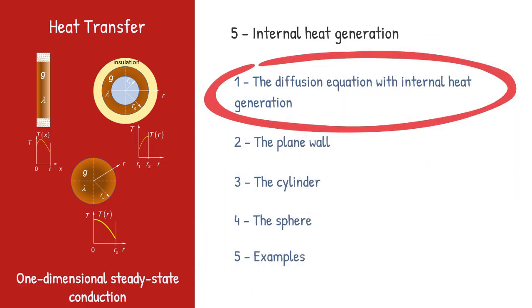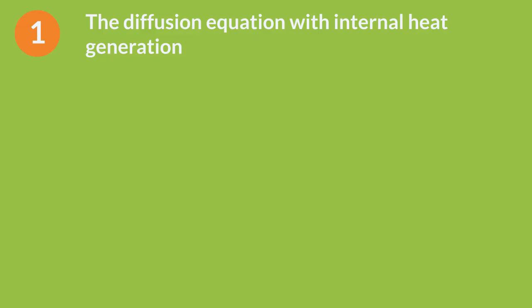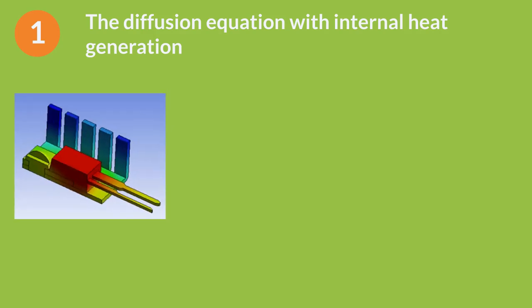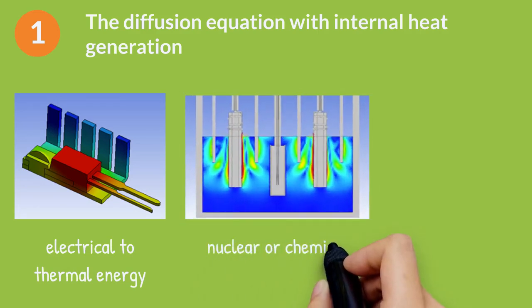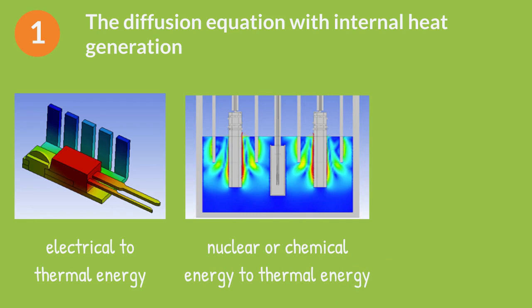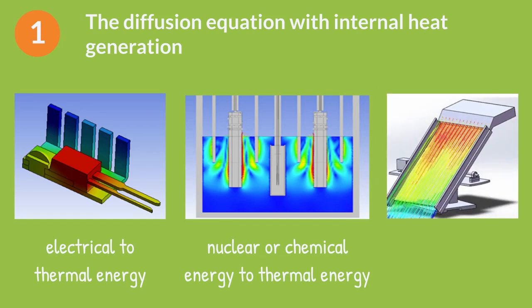Let's start analyzing the diffusion equation for conduction heat transfer with internal heat generation. A common thermal energy generation process involves the conversion from electrical to thermal energy in a current-carrying medium. Energy generation may also occur because of the deceleration and absorption of neutrons in the fuel element of a nuclear reactor or exothermic chemical reactions occurring within a medium. Conversion from electromagnetic to thermal energy may occur due to the absorption of radiation within the medium.